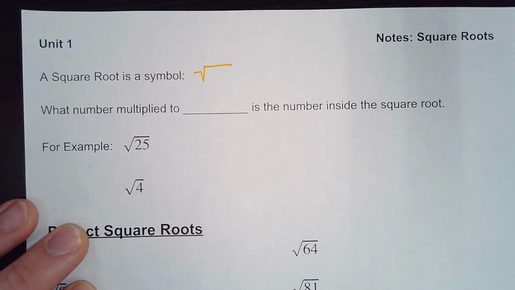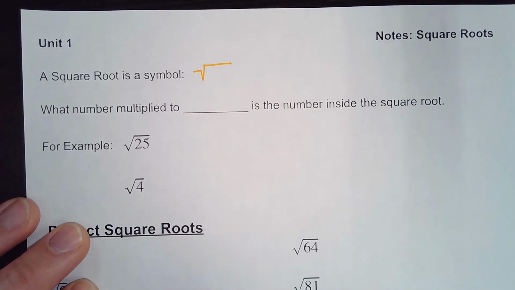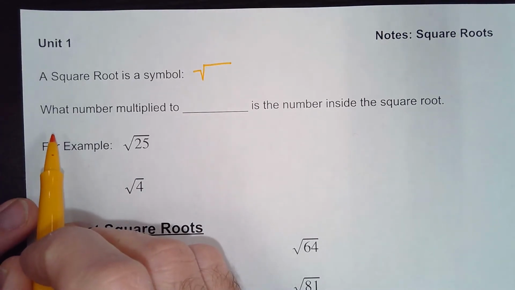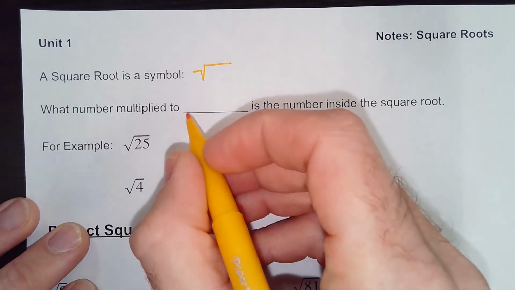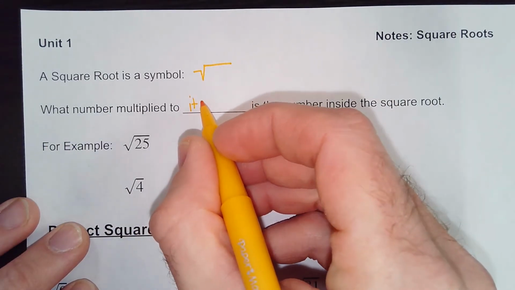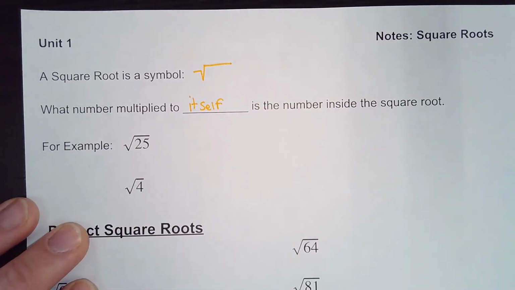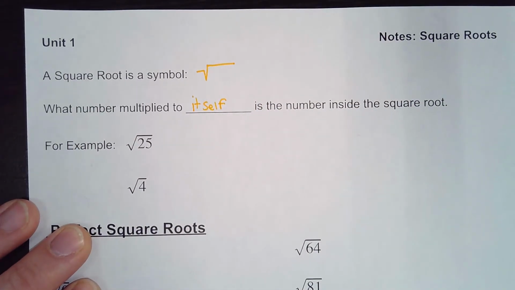So what is a square root? What does that mean? When we see a square root, we're asking ourselves this question: what number multiplied to itself is the number inside the square root?